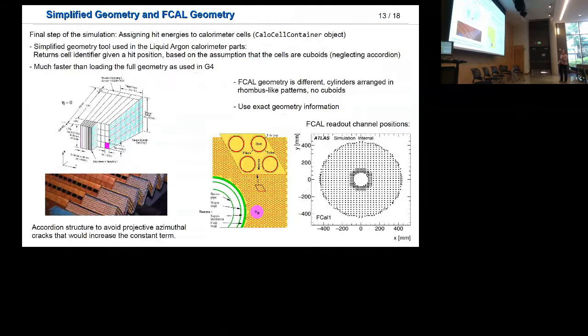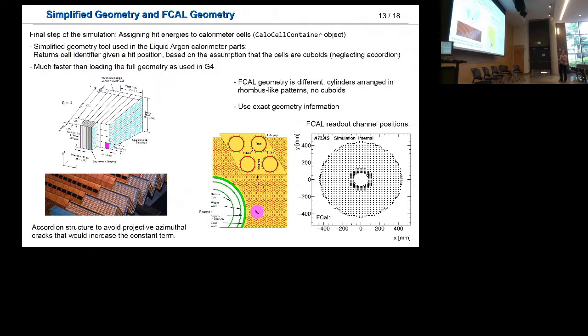So now we have the hits, we want to assign these to the cells. We're using a simplified geometry. So our electrodes in the EM calorimeter are folded, but we don't consider this. We just take this as cuboids. And in the hadronic calorimeter, it's a different geometry here. We have the exact geometry.